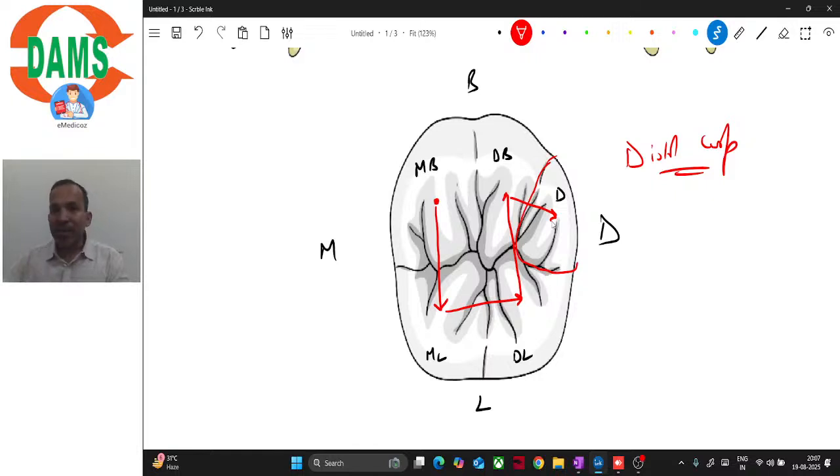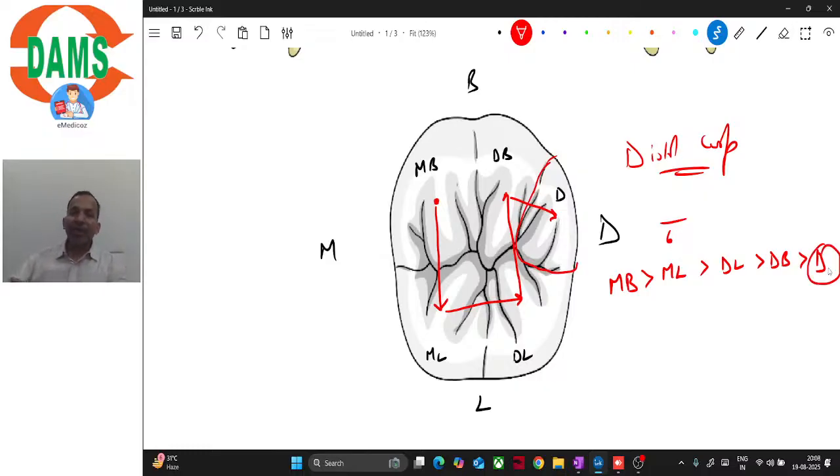Right? So if we have to make a sequence of which cusp is the largest, it is the mesiobuccal that is the largest, followed by mesiolingual, then distolingual, then distobuccal, and then finally distal cusp is the smallest. So this is for the first molar. And in the second and third molars, we don't have this distal cusp, right? So in second and third molars, which cusp would be the smallest? It would be the distobuccal cusp, right? The sequence of the size of cusp would remain same in the first, second, and third molars.